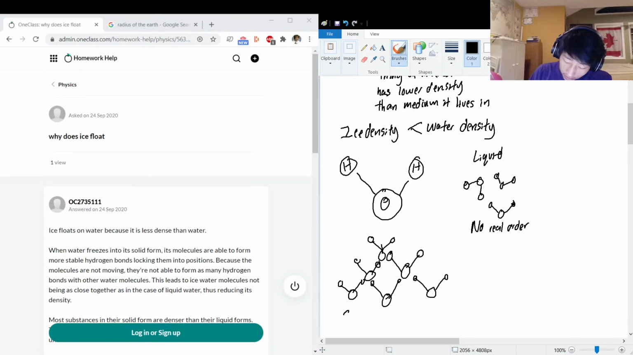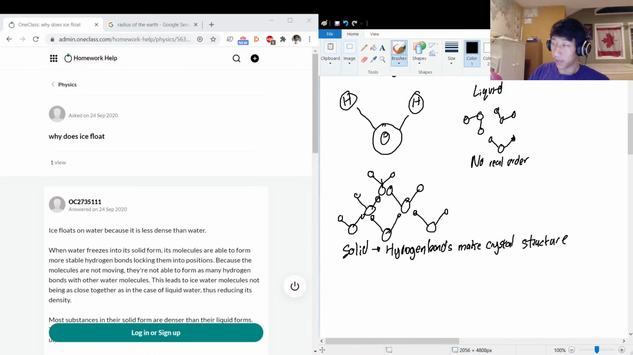So in a solid, the hydrogen bonds make a crystal structure. And because of the hydrogen bonds making the crystal structure, it's less dense than the liquid state.